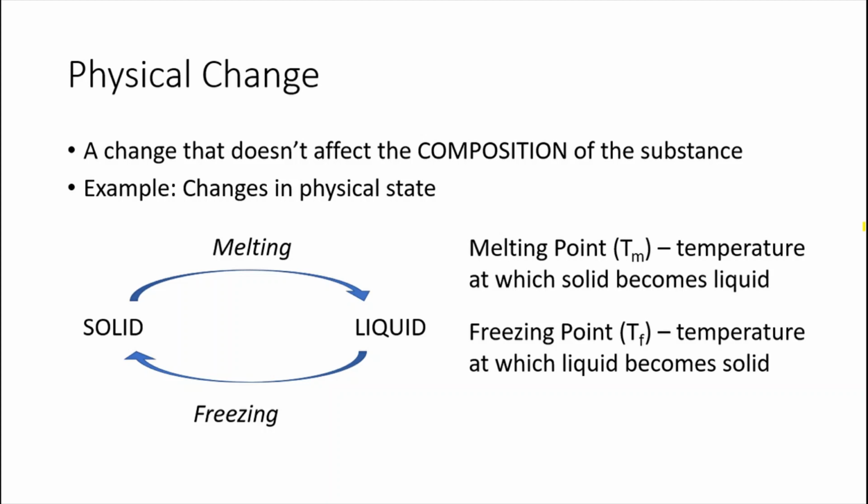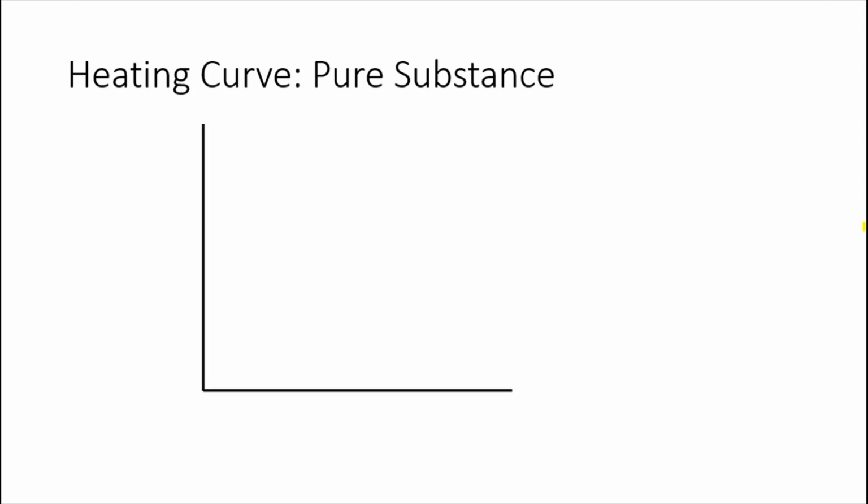Now, since melting and freezing are essentially the reverse of each other, the temperature at which the solid melts should be the same as the temperature at which the liquid freezes, and so ideally, the freezing point and the melting point should be the same. However, in practice, that is not the case. So let's look at an experiment with a pure substance and draw what is called a heating curve.